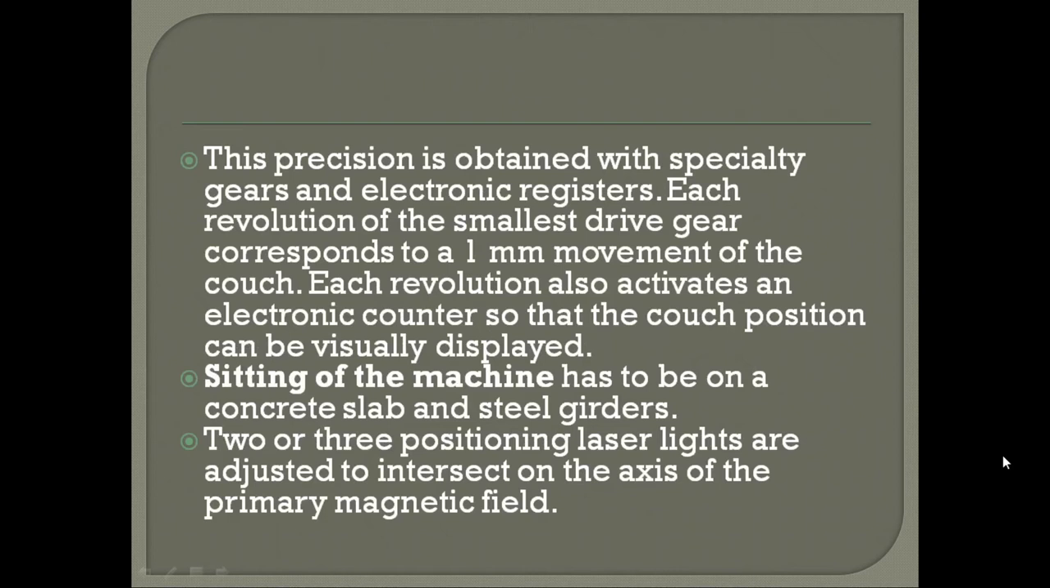Each revolution of the smallest drive gear corresponds to 1 millimeter movement of the couch. Each revolution also activates an electronic counter so that the couch position can be visually displayed. Siting of the machine has to be on a concrete slab and steel girders. Two or three positioning laser lights are adjusted to intersect on the axis of the primary magnetic field.